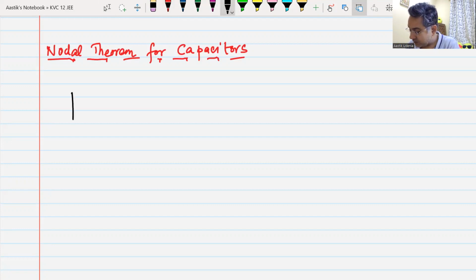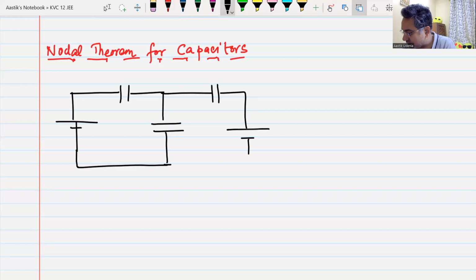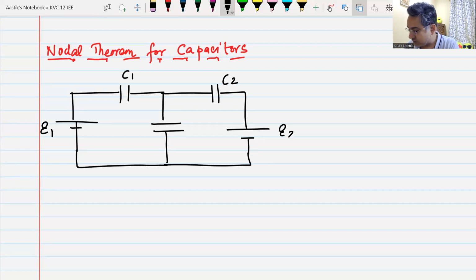So now let me make again the same circuit that we have used 2 or 3 times, and we have solved that circuit in different ways. We solved this circuit using Kirchhoff's law, and using Nodal theorem for resistance and capacitance, everywhere the same circuit, so that we understand that everything is similar. This is E1, this is C1, this is C2, this is E2, and this is C3.